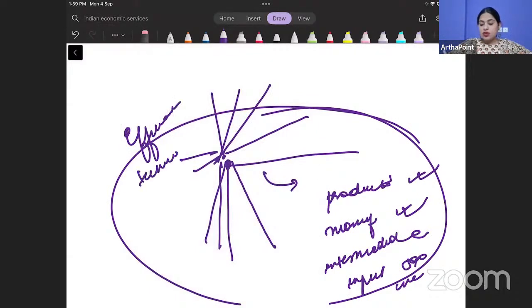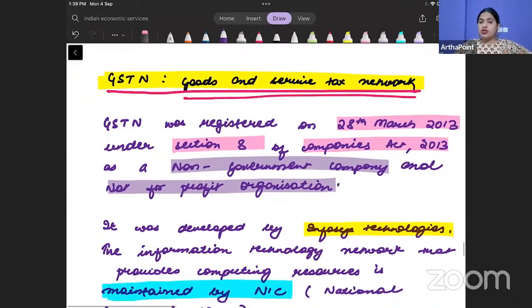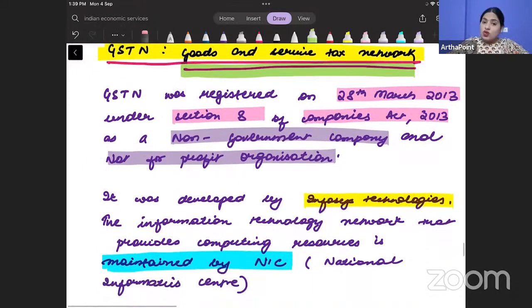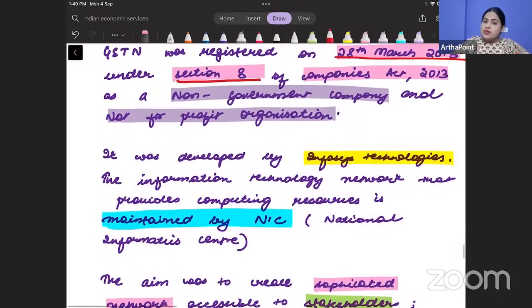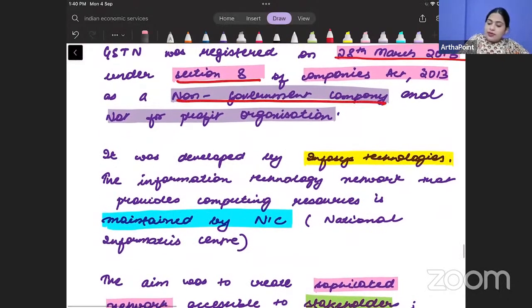Efficient technology, right? For efficient technology, we have what is known as the Goods and Service Tax Network. The Goods and Service Tax Network was registered on 28th March 2013 under Section 8 of the Companies Act. And what was this, beta? This is a non-government company, not-for-profit organization.